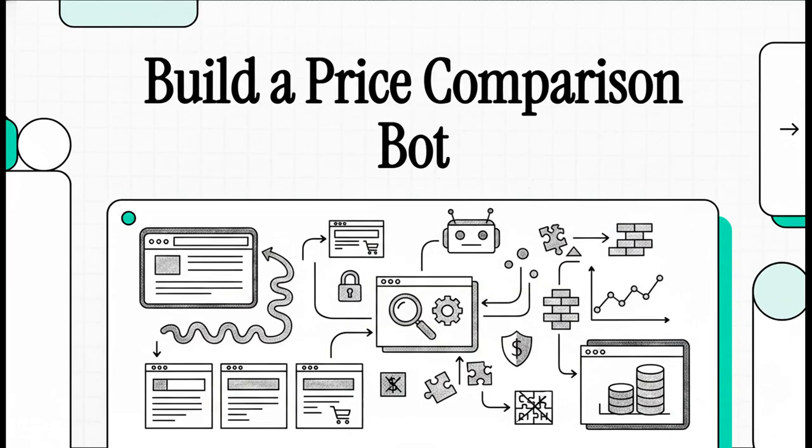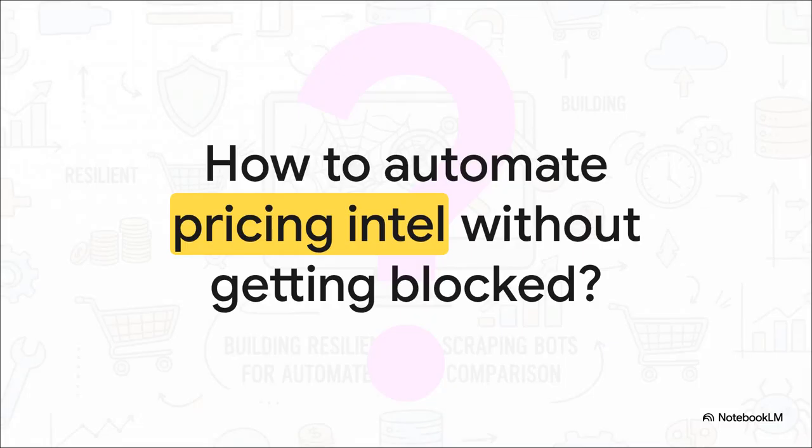And we're not just talking about blindly scraping pages here. We're talking about building a valid, rock-solid workflow that your pricing team can actually trust. So here's the million-dollar question. How do you automate pricing intel without getting instantly blocked?